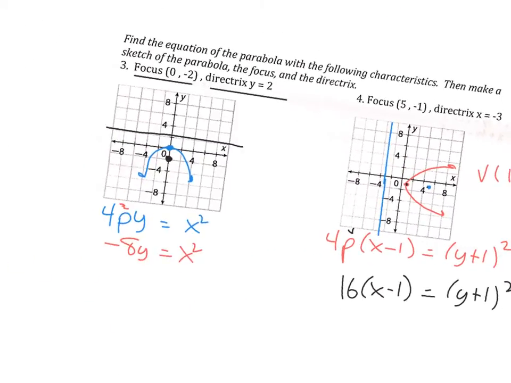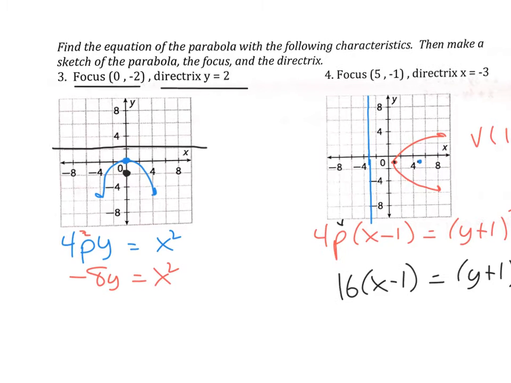Number 3 and 4, parabolas. Graph what they give you. What they gave me on this one was they said that the focus was 0, -2, so I graphed it. Directrix is y equals 2, so I went through the 2 on the y. The vertex has to be halfway between the two, and it has to go down because the focus has to be inside. The directrix cannot be touched.